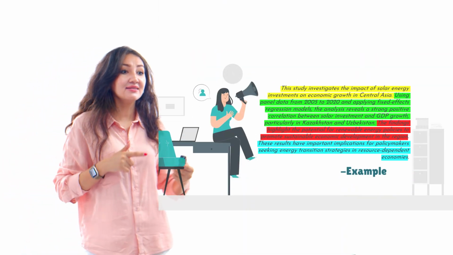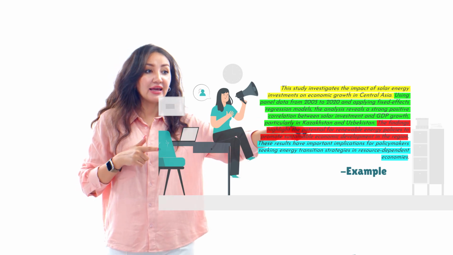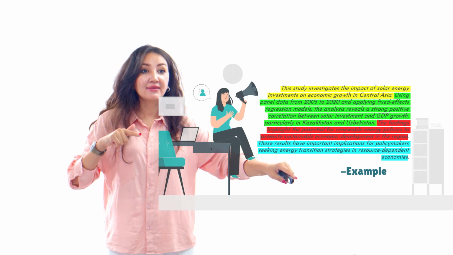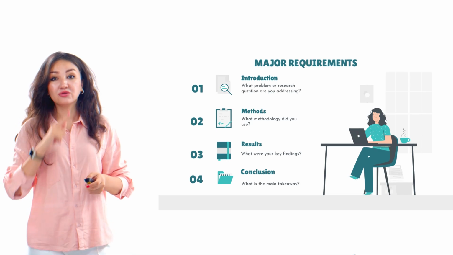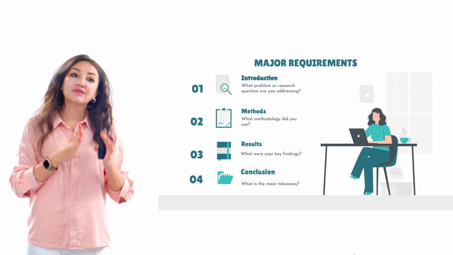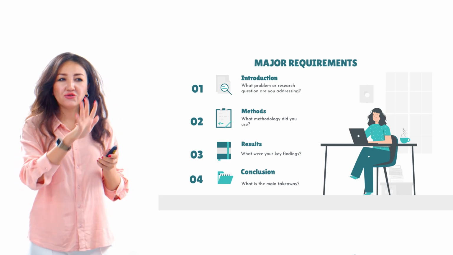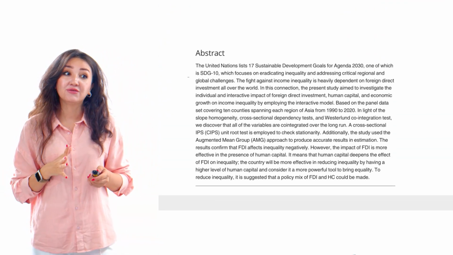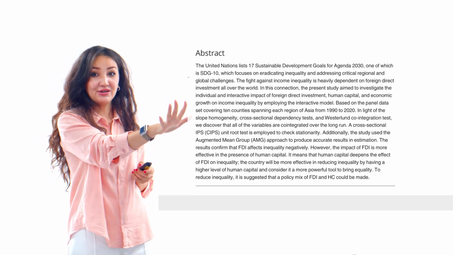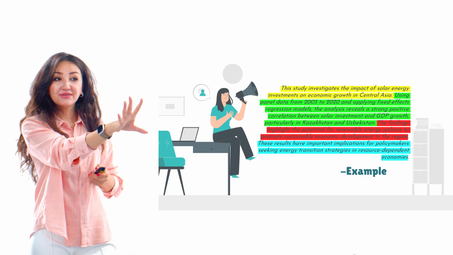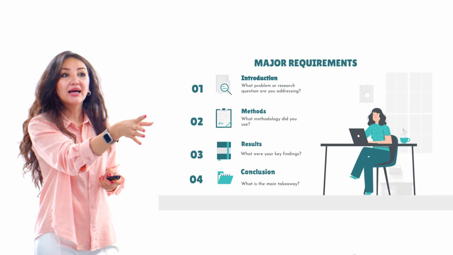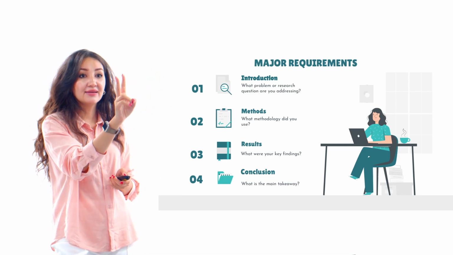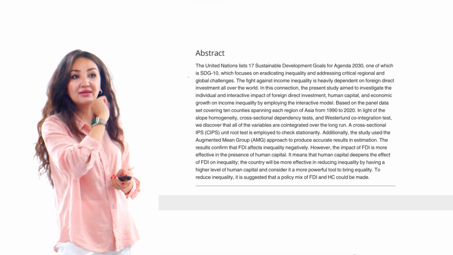Let's look at the last sentence. These results have important implications for policymakers seeking energy transition strategies in resource-dependent economies. So this is the conclusion section. For your reference, I've given it very shortly, each of them is representing just one sentence, but in reality, it will be like that, an abstract. Here I've given an example of how it looks, but for those major requirements, even if you write two sentences for each of them, it will be like a real abstract.